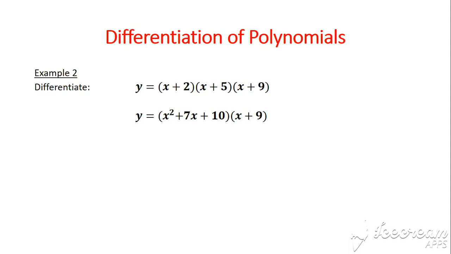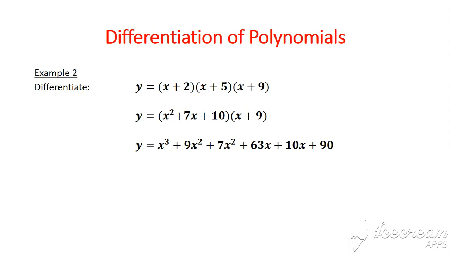Right, now we're going to multiply everything in the first bracket by everything in the second bracket, x plus 9. So let's get into it. X squared times x is x cubed. X squared times this plus 9 gives us plus 9x squared. Plus 7x times x gives plus 7x squared. And plus 7x times this plus 9 gives us plus 63x. This plus 10 times this x gives us plus 10x. And finally, positive 10 times positive 9 gives us plus 90.